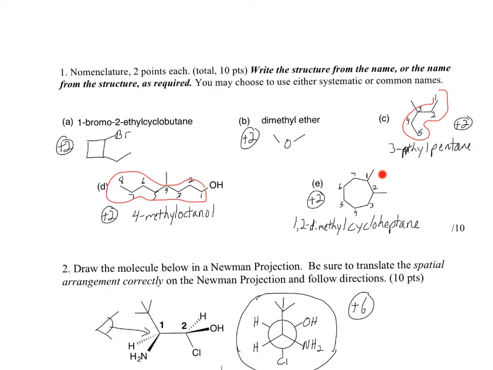This one, we had a 7-membered ring, so that's the parent chain. So a cycloheptane, a 7-membered ring, heptane, cyclo, and 2 methyls, 1,2-dimethylcycloheptane.